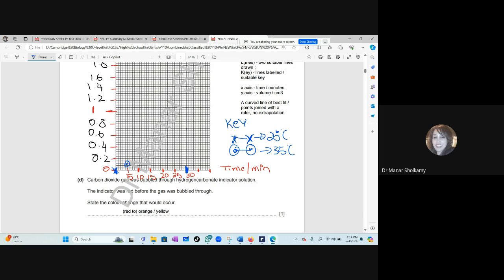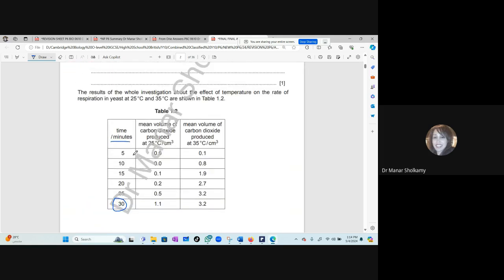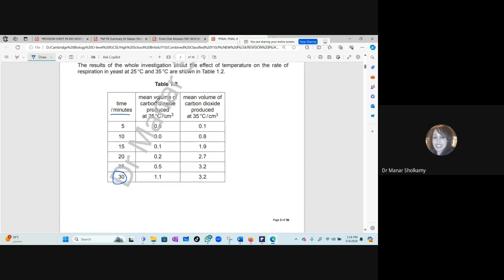Half the graph is here: 1, 2, 3, 4. So the 30 is here. Yes, it is accepted. Why did I choose this? This is the easiest way to plot because every small box will have a value of 5. Okay, now let's go to the mean volume of carbon dioxide at 25 and 35 degrees.